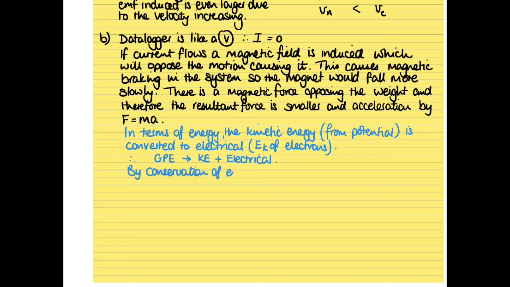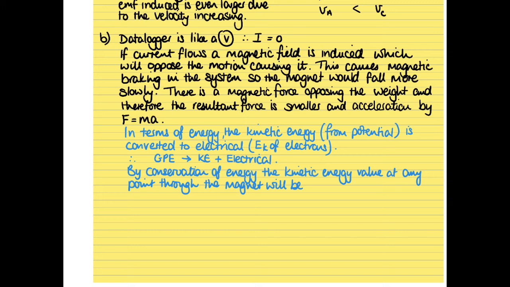And therefore, if your kinetic energy isn't as high, your velocity can't be so high. So it falls more slowly if current is allowed to flow in the coil and you get a conversion of kinetic into current electricity. Current electricity that could actually do work. The work it'll do is it will heat up the coil.